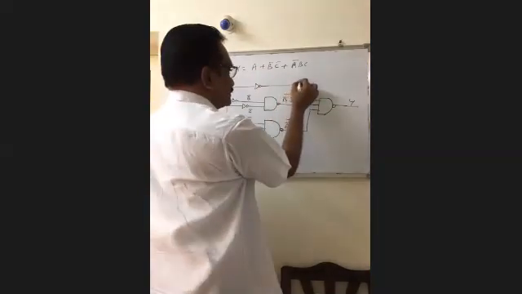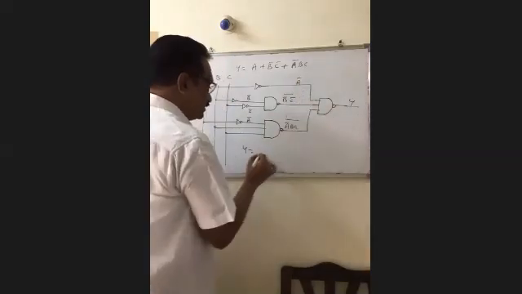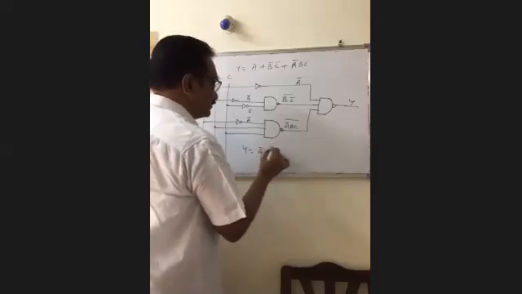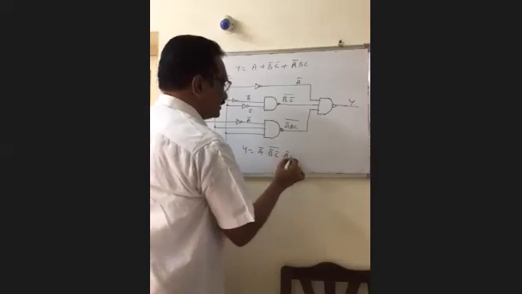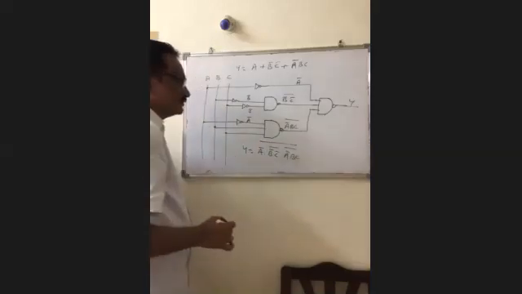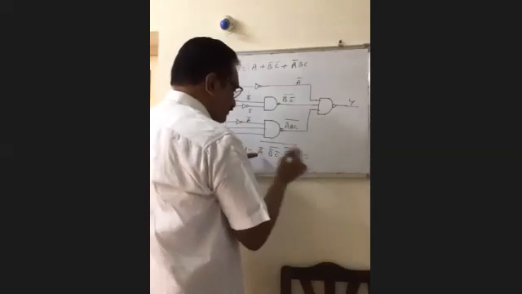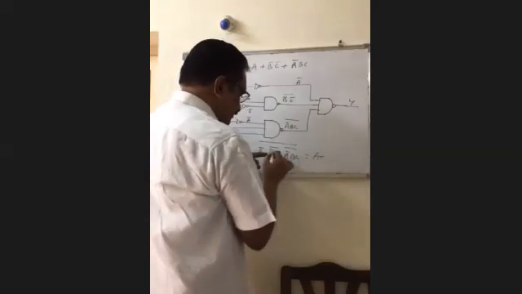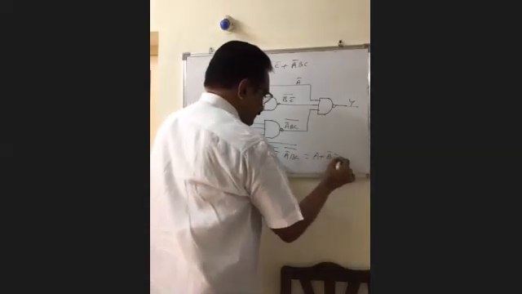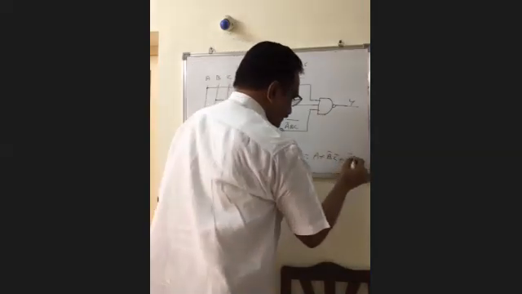Observe, this is A bar. Output Y is equal to, in this case, one of the inputs is A bar, and the second input is B bar, C bar, whole bar, and the third input is A bar, BC, whole bar. According to De Morgan's theorem, it can be written as A bar bar, that is equal to A, plus B bar, C bar, bar bar, that is equal to B bar, C bar, plus A bar, BC, bar bar, that is equal to A bar, BC.